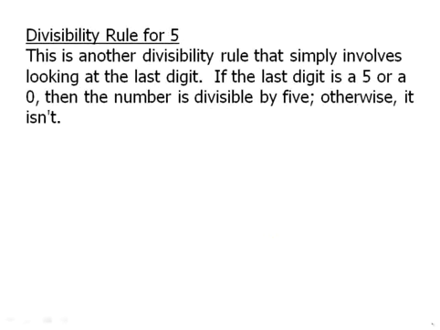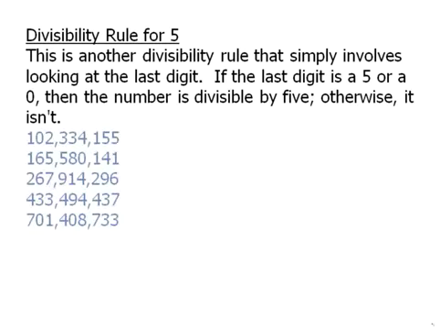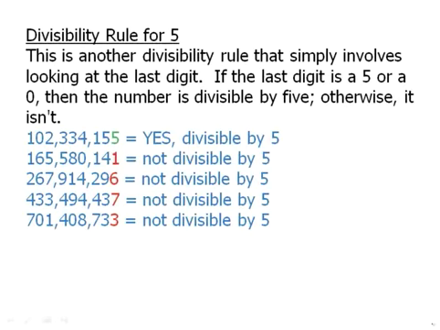Divisibility by 5. This is another divisibility rule that involves looking at the last digit. If the last digit is a 5 or a 0, then the number is divisible by 5, otherwise it isn't. So again, we have big numbers like this. We could ignore the rest of the number and just look at that last digit. Indeed, we have a last digit of 5, so that number is divisible by 5, but the others do not end in 5 or 0, so they are not divisible by 5.